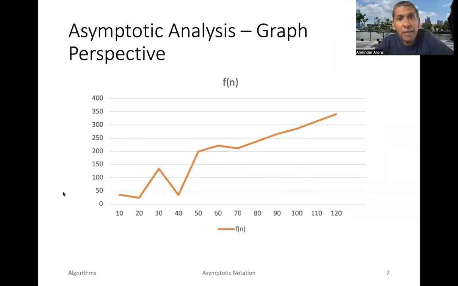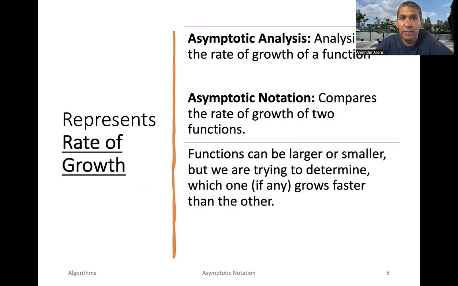Make sense? So let's suppose we take a little graph perspective here. When we have n increasing from 10 to 120, f of n could be going a little bit higher, a little bit lower, and then lower again, going higher. And then essentially it stabilizes to larger values here. This is the behavior of the function that we are really interested in studying, not necessarily the small deviations at the lower values of n.